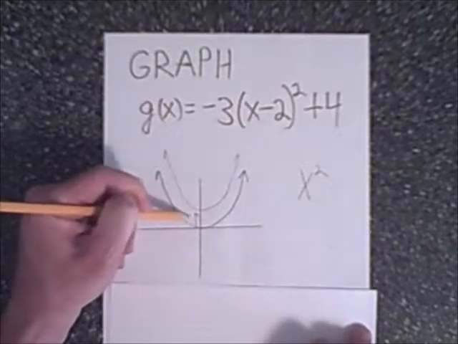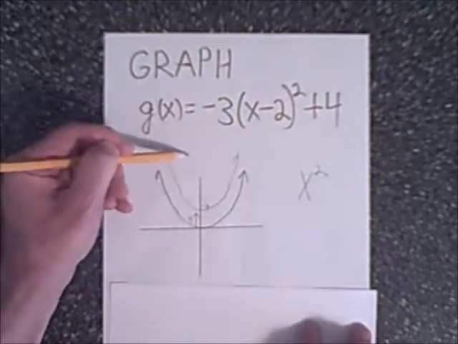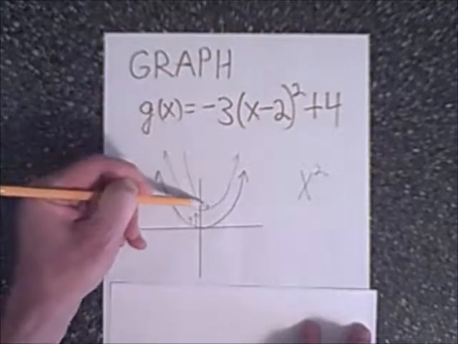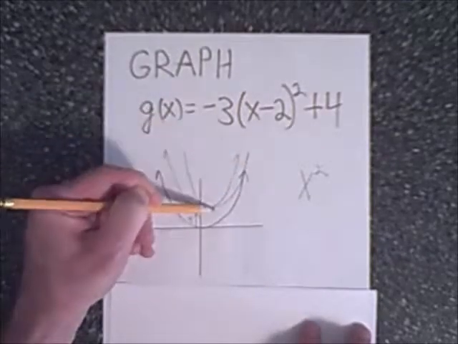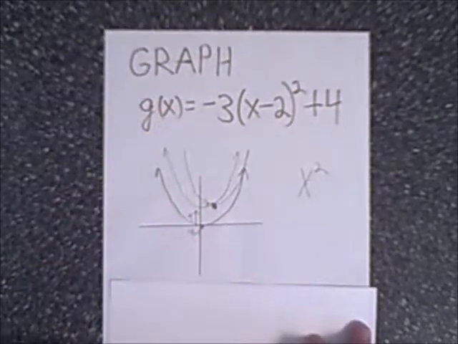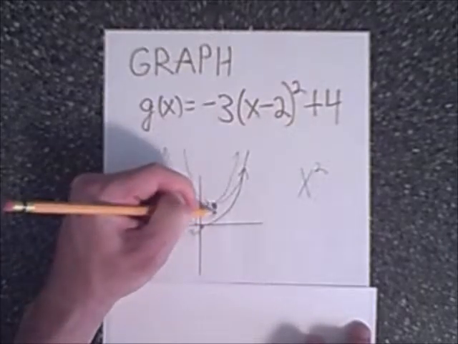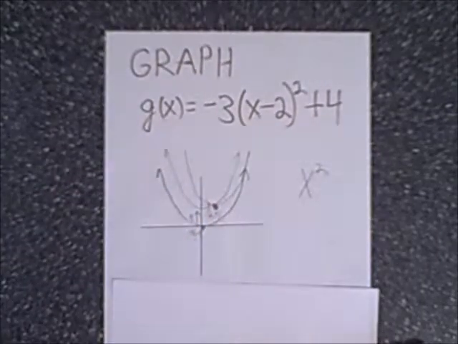So this was 4 spaces up, and this is 2 spaces to the right. So now our new graph looks something like this. Okay, and this point right here, which used to be 0, 0, is now 2 points over and 4 points up. So this is now 2 points over and 4 points up.